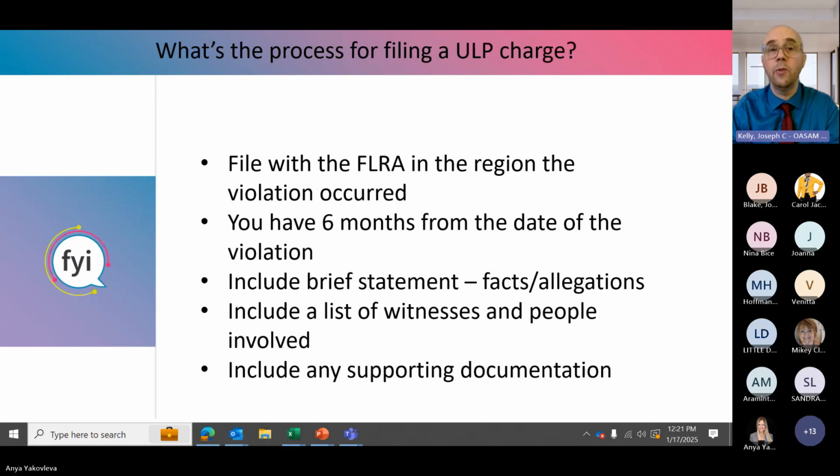And so in the ULP charge, the charging party is going to include a brief statement of what happened, facts and allegations. They're going to include witnesses and people and parties involved so that they can be contacted by the FLRA. And the charging party is also going to include any supporting documentation that goes to the fact that a ULP did in fact occur.